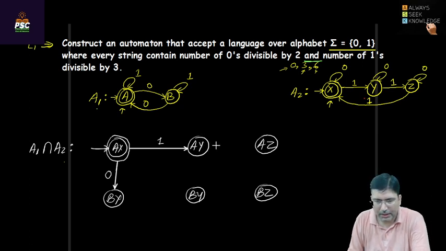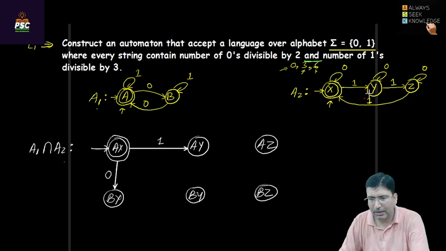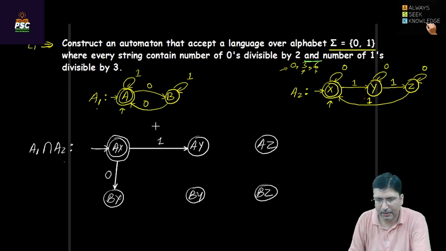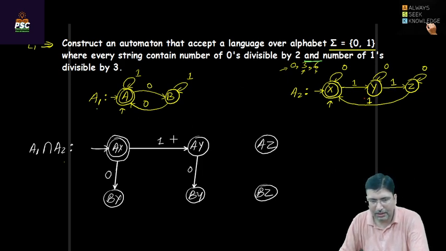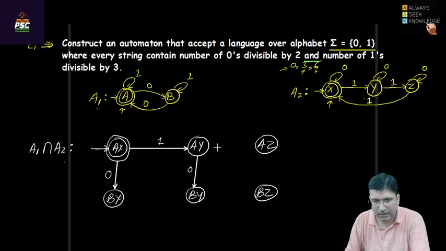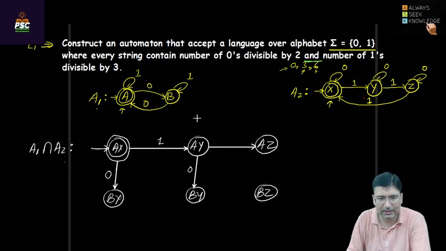So on AY, when 0 is coming, A on 0 is coming to B, and on Y, 0 is coming, it is Y. So that means BY. So you are reaching towards BY from AY when 0 is coming as input. Now on AY, when 1 is coming, A is leading you to A only and Y is leading to Z. So that means AZ. So you are going towards AZ when 1 is coming as input.